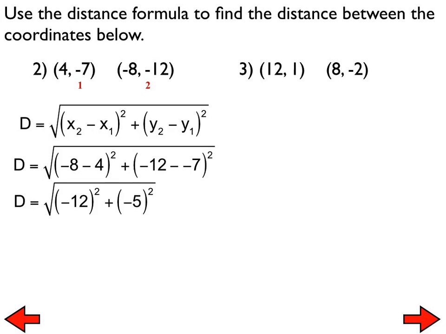So that's the square root of 144 plus 25. That's the square root of 169, which is a perfect square. So the distance from (4, -7) to (-8, -12) is 13. Everybody try number 3.